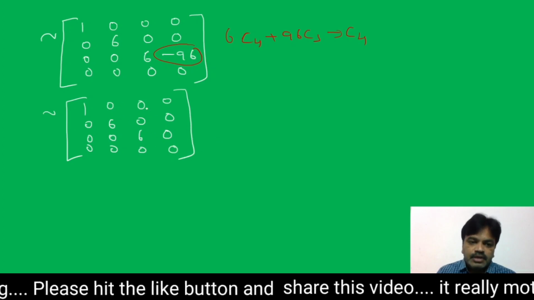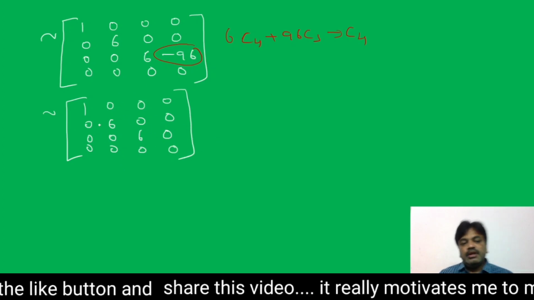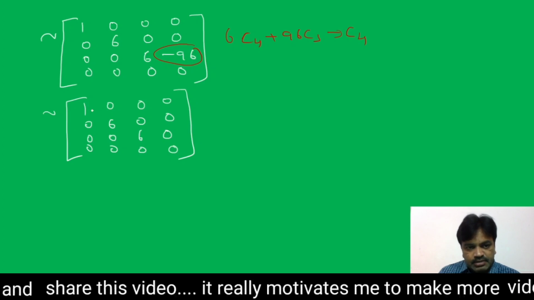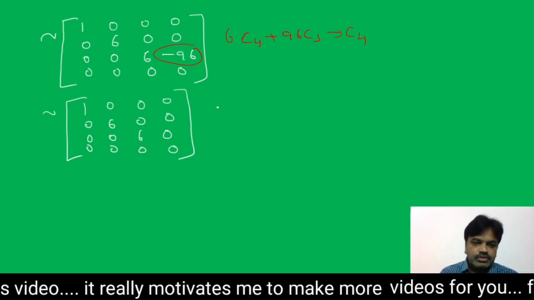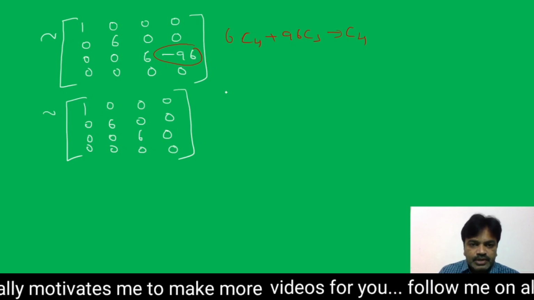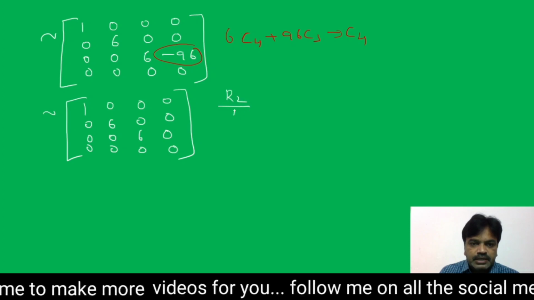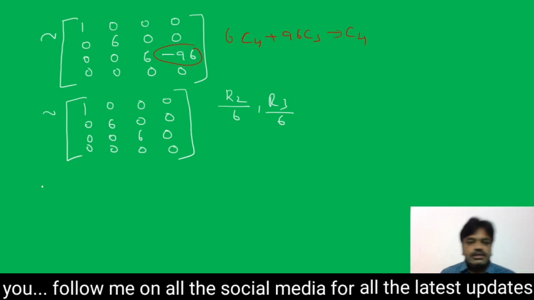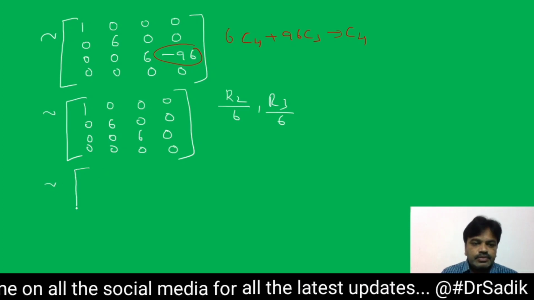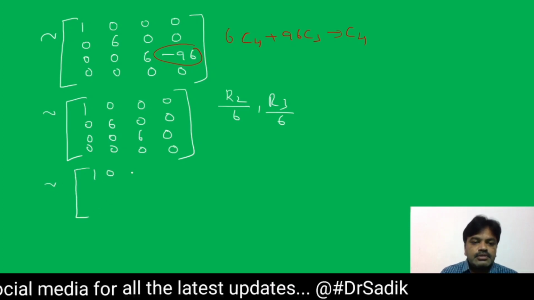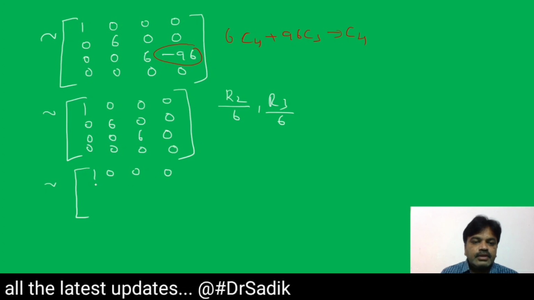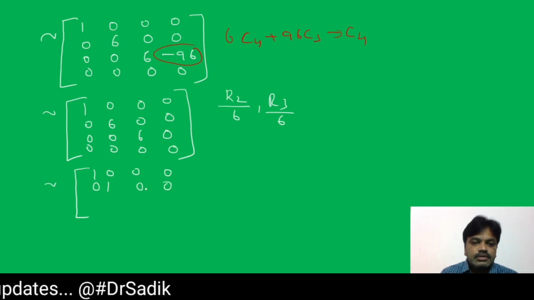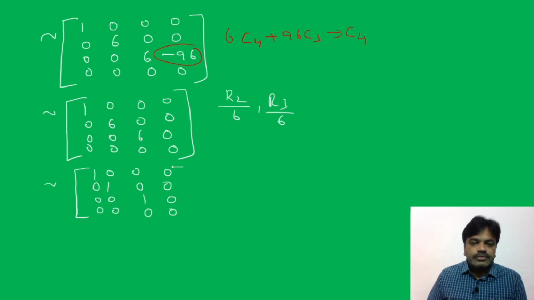Okay, above the diagonal elements all the elements are 0. Now we have only diagonal elements. So diagonal elements also 1. So we do one row operation here, that is R2 by 6 and then R3 by 6. So this is equivalent to 1 0 0 0, 0 1 0 0, 0 0 1 0, 0 0 0 0.